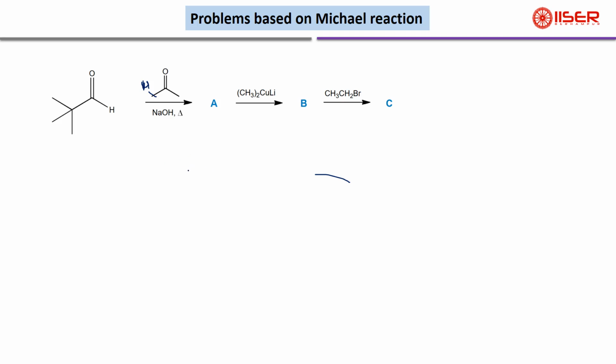So the A will be, and in this case there is no alpha hydrogen available, so the other one will take the alpha hydrogen. It will act as a simple electrophile only. Next, if you add this Gilman reagent, the CH3 minus will attack this beta carbon. I mean a methyl here.